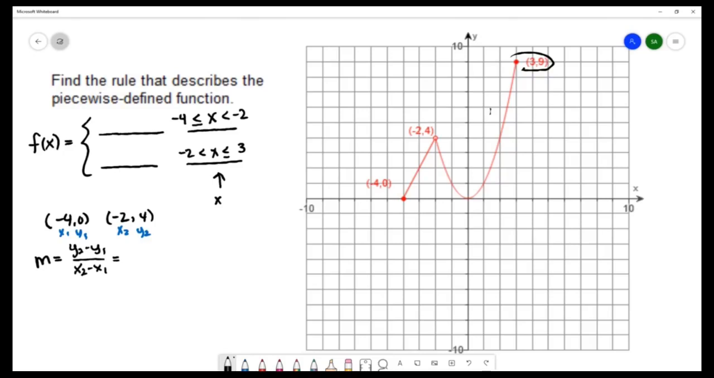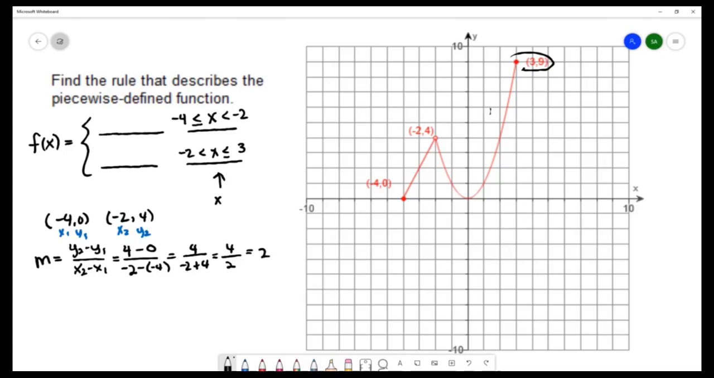That gives 4 minus -4. No, sorry, using the wrong ones there. It's a y of 4 minus a y of 0 over an x of -2 minus an x of -4. That's 4 over -2 plus 4. 4 over 2, and 4 over 2 is 2.